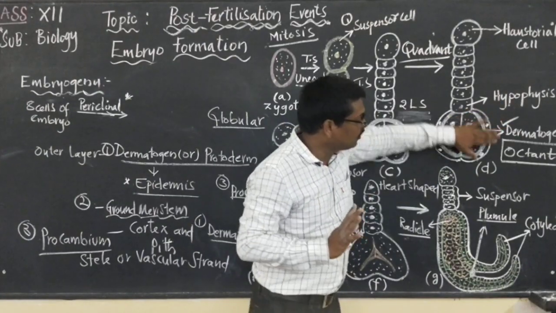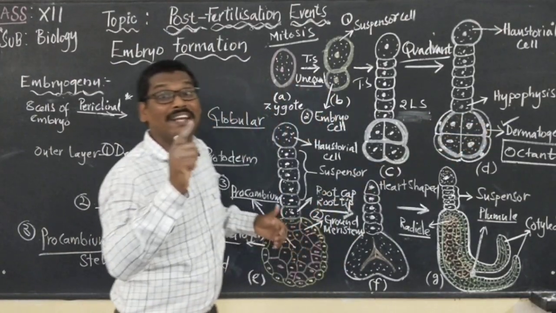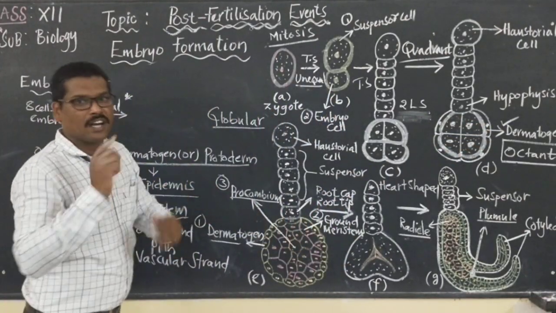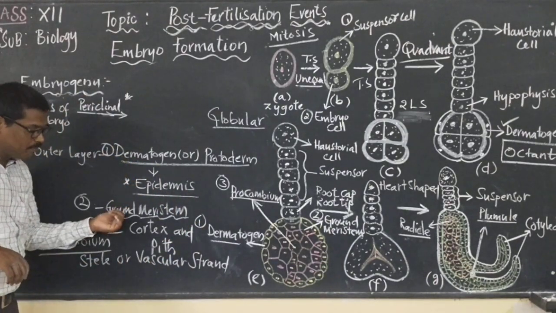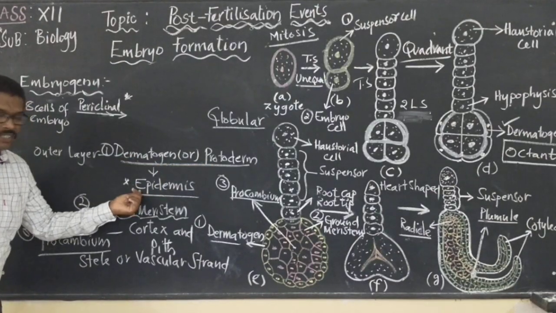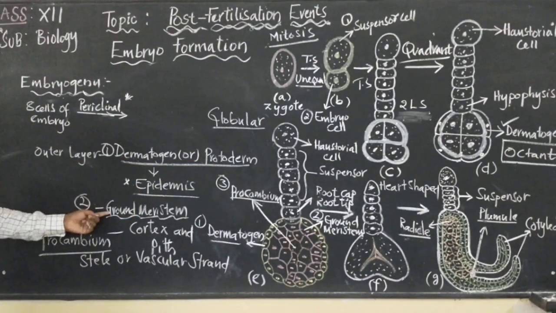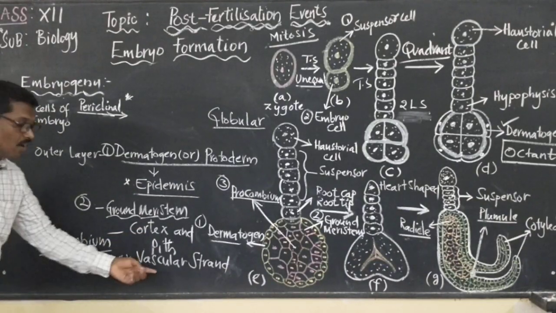Now that's what we said. And the same octant is undergoing what type of division? Periclinal division. Those 8 cells are undergoing periclinal division, giving rise to what? Dermatogen, ground meristem and procambium. Dermatogen, also called protoderm, is giving rise to epidermis. Ground meristem is giving rise to cortex and pith. Procambium will be giving rise to stele or vascular strand.